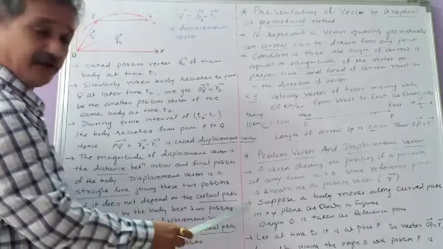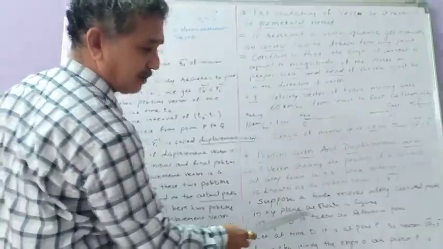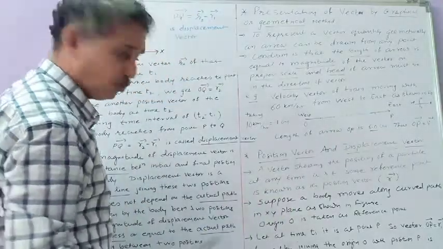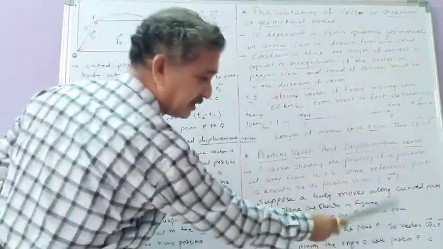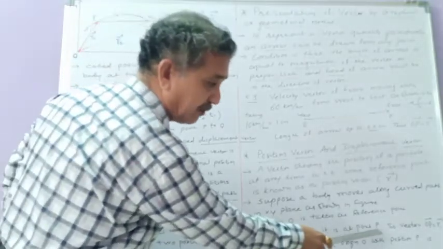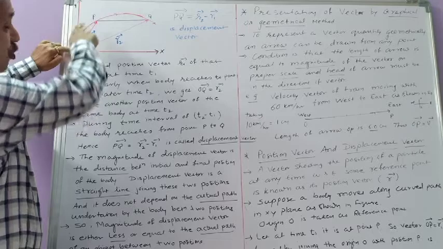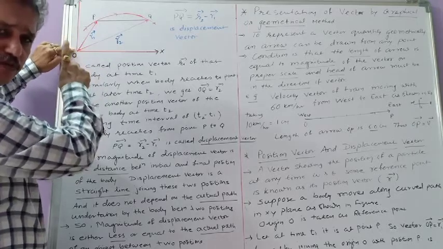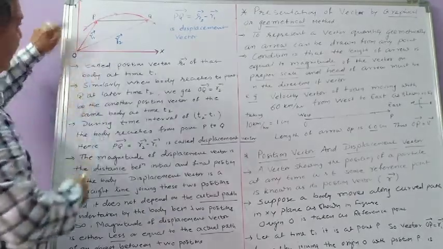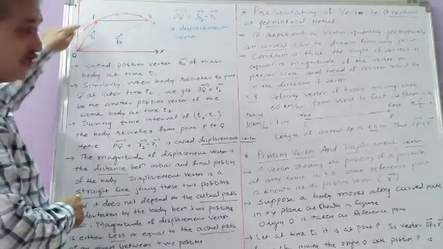So as I have written, suppose a body moves along a curved path in the xy plane as shown in the figure. Origin O is taken as the reference point. Let at time t1 it arrive at a point P. So vector OP, what does it mean? You just join this point P with the origin. This vector OP is obtained by joining the origin with point P and putting an arrow at point P. So this vector OP is in a definite direction.